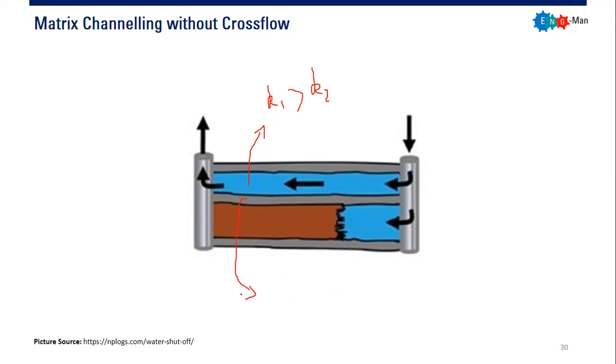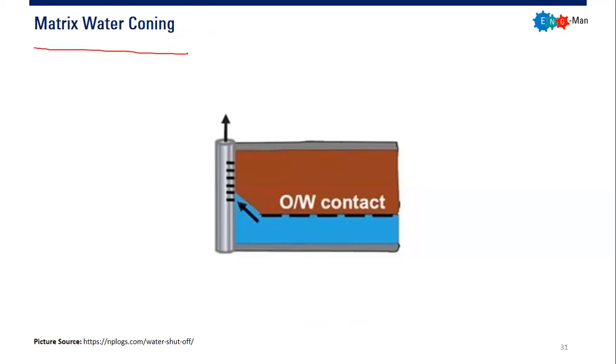separating the first layer from the second layer. So the barrier is mainly a shield. Okay, so there is no crossflow from layer 1 to layer 2 or vice versa. Okay, and because the second layer has low permeability, the water will move slower towards the producer. Okay, and the fifth is actually matrix water coning.